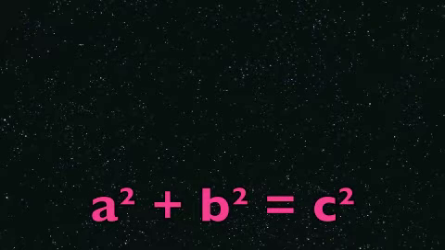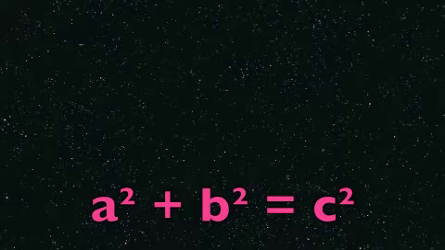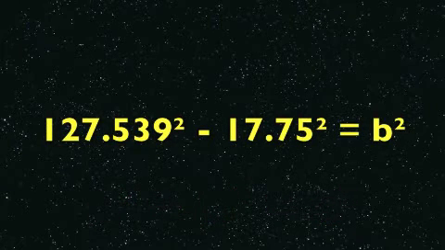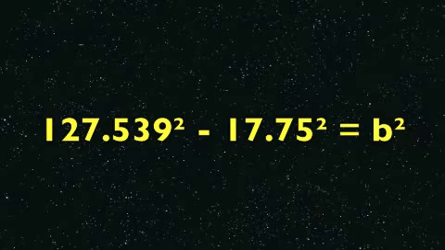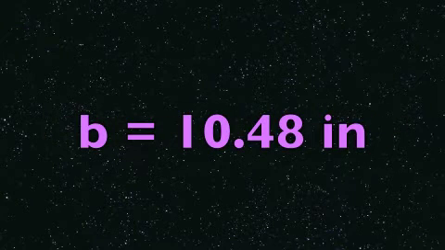Then to find the length of the horizontal post, we could use the Pythagorean theorem, which states a squared plus b squared equals c squared. In this equation, a and b represent the legs of the triangle, and c represents the hypotenuse. So to solve for the horizontal post, you would use the equation 127.539 squared minus 17.75 squared equals b squared. You would get b squared equals 109.789. The square root of 109.789 is 10.48, so the length of the horizontal post is 10.48 inches.